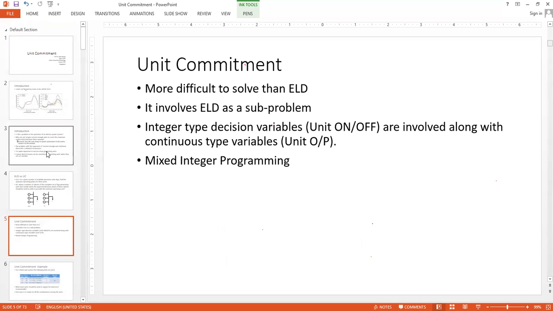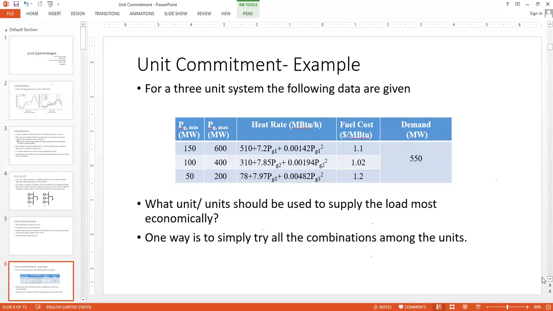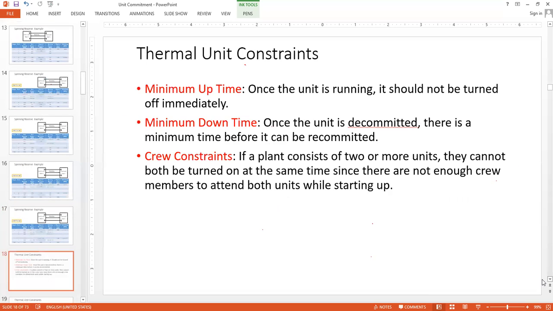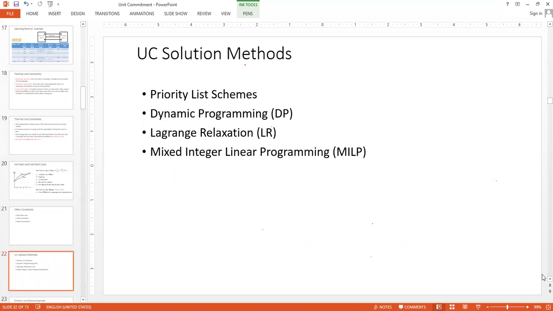Okay, so we have taken only 2 actually. We have shown the priority list ordering, and we have shown the dynamic programming problem. Okay, so the Lagrange relaxation and the mixed integer linear programming are not actually taken into consideration.